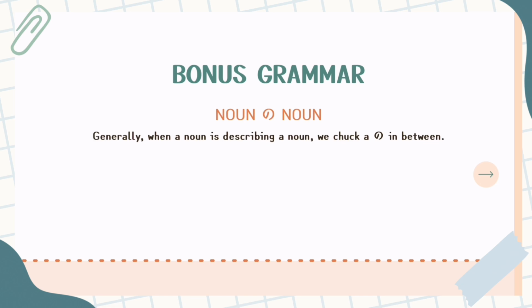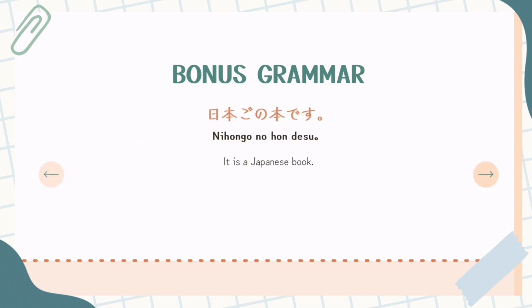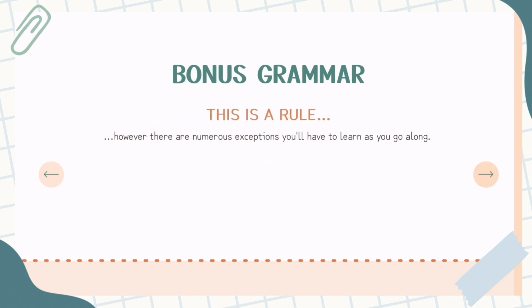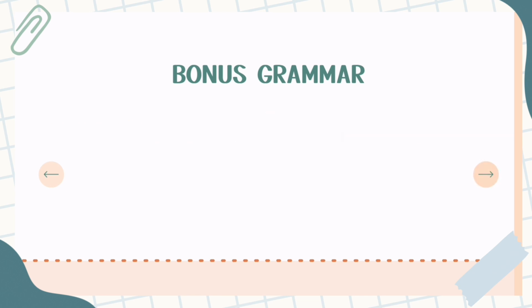Generally, when a noun is describing a noun, we chuck a の in between. For example, 日本語の本です. It is a Japanese book. So we're not going to say 日本語本です. I would know what you mean by 日本語本です. It's fine. But to be grammatically correct, we want a の in between there. This is a rule. However, there's numerous exceptions, and you're just going to have to learn as we go along.